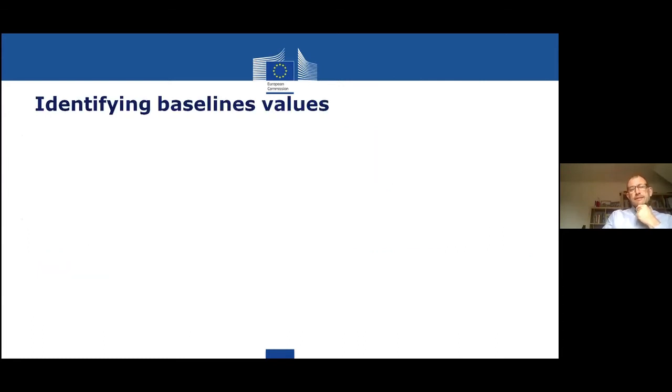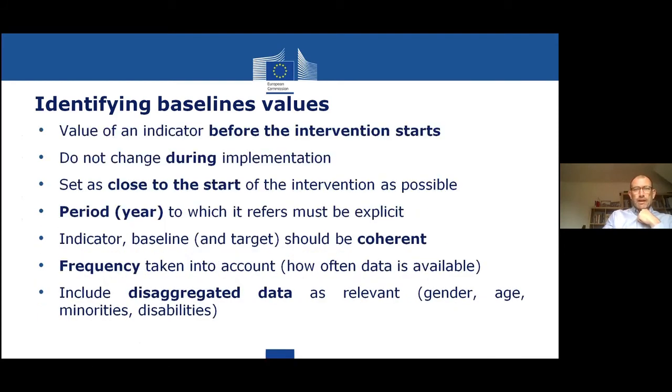Okay, the next important dimension of an indicator is the baseline value. This tells us what the situation is before our intervention starts. The baseline does not change during implementation, although again I've seen it where the baseline has been changed. You should set the baseline as close to the start of the intervention as possible, but of course we recognize that it might not always be possible to do that, so you pick the time which is close to when the project or your intervention starts, and that's your baseline. You should state the period when that baseline comes from.